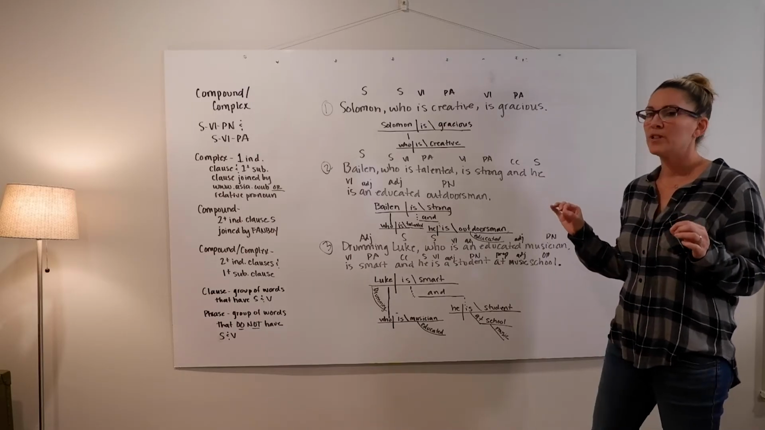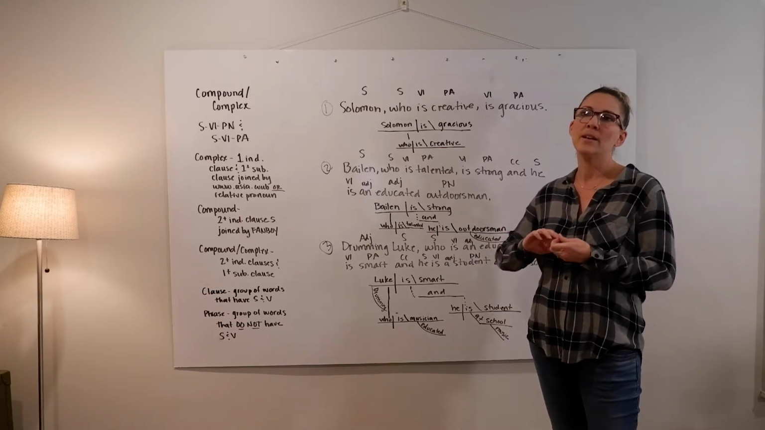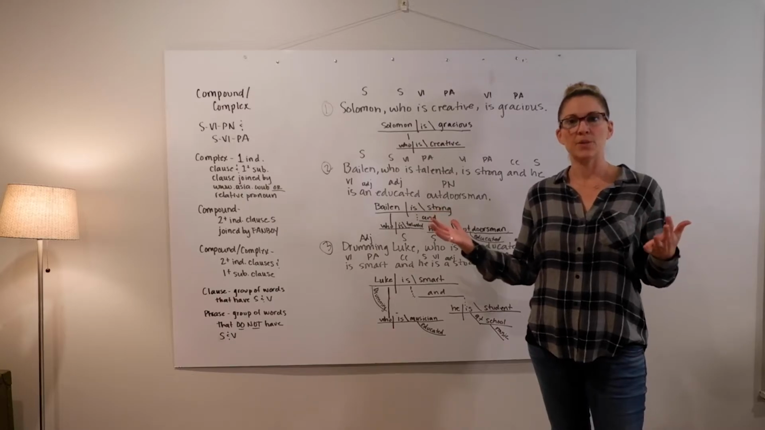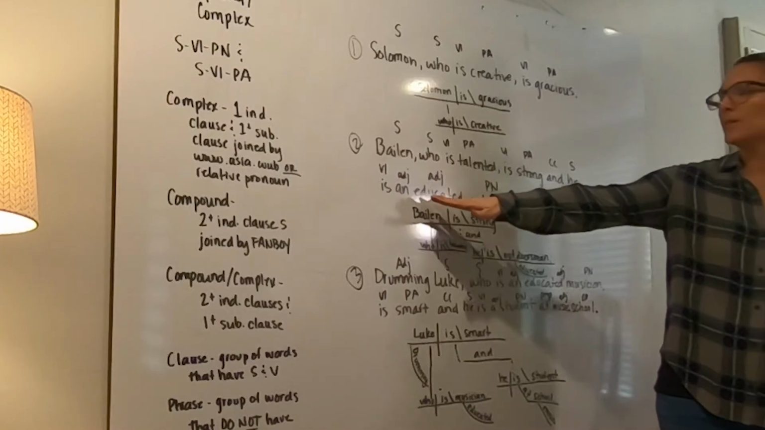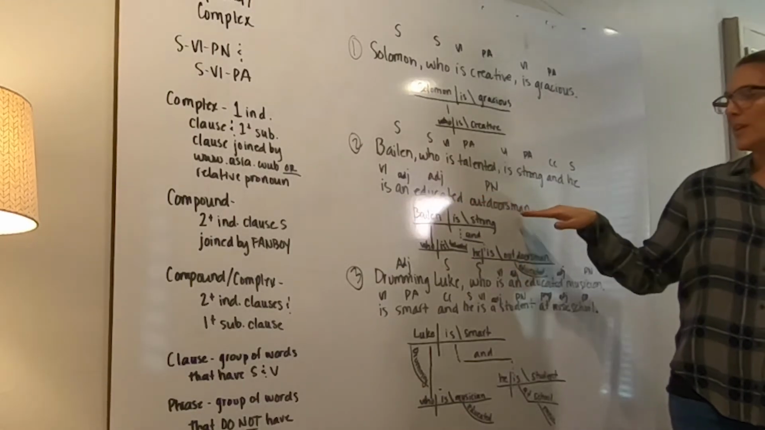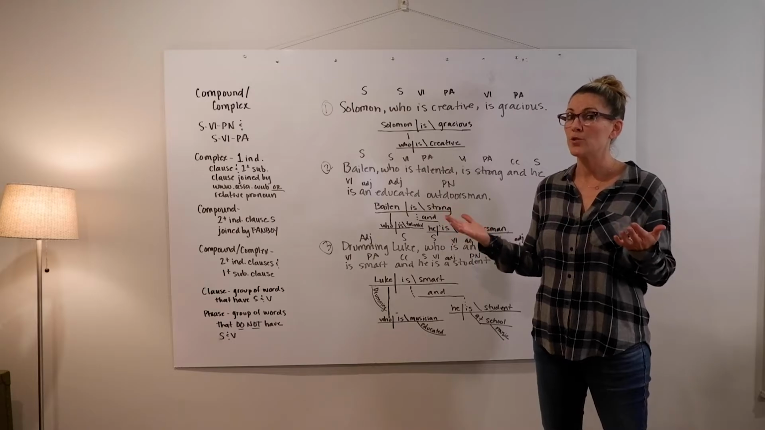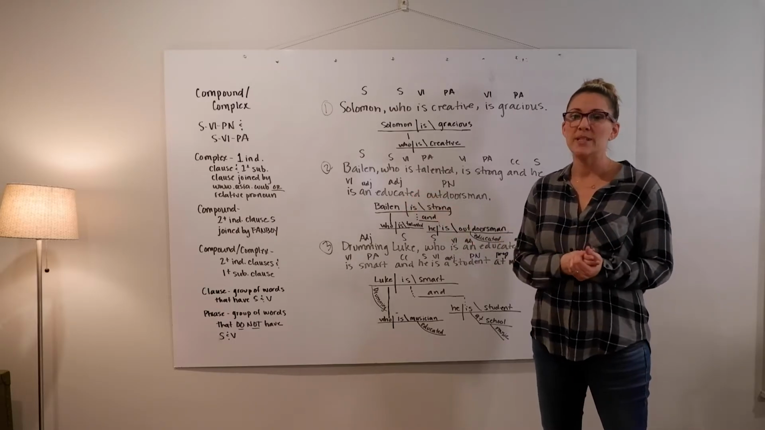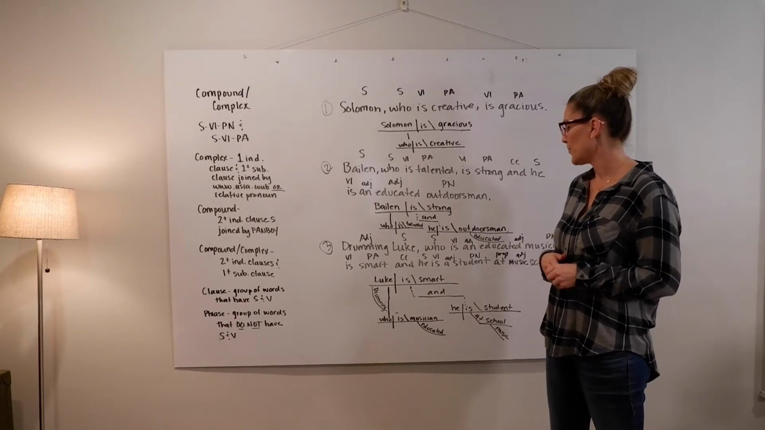Just remember, when you're diagramming, you can always ask yourself, what question is this word answering, right? Like, for instance, here, Balin is strong, he's an educated outdoorsman. Well, educated is answering the question what kind? What kind of outdoorsman? So we know, even though it's a verb, it's acting like an adjective. So you always have those question confirmations to fall back on as well.